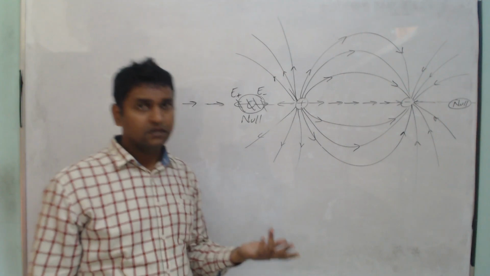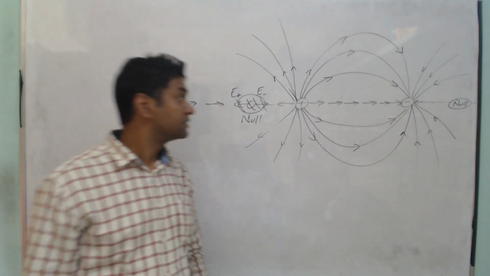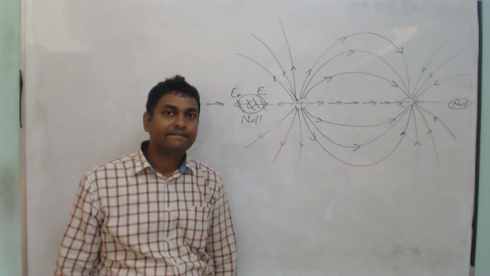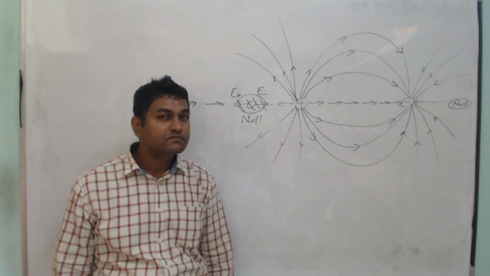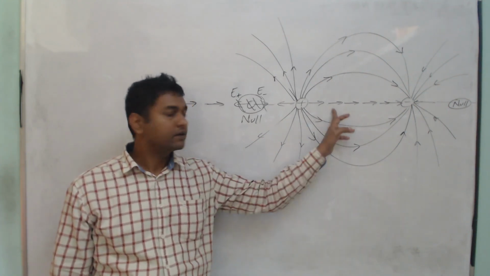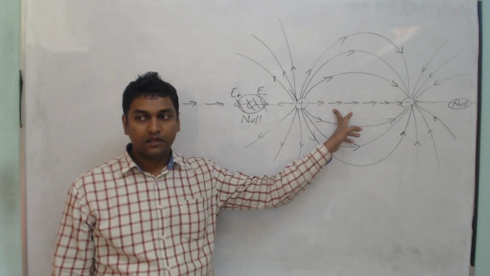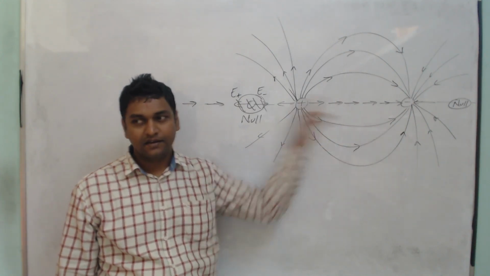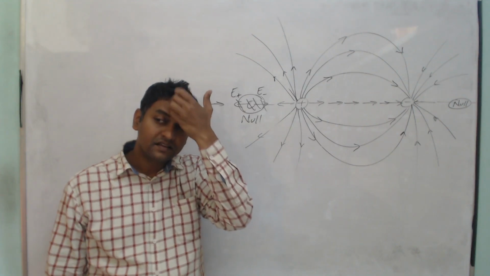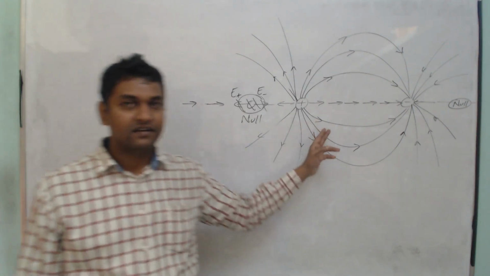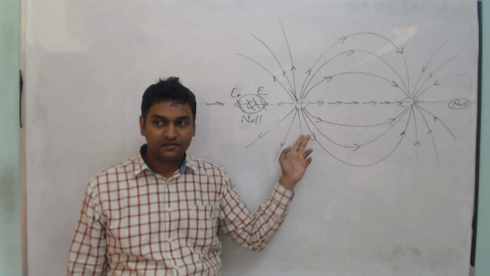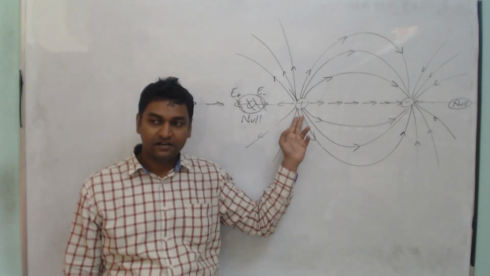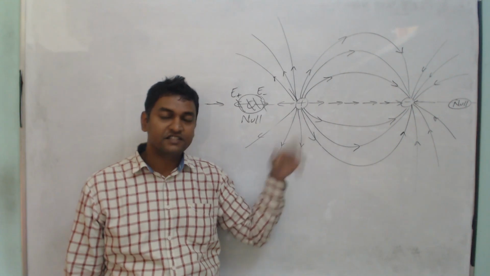Sir, can the null point be here, I mean exactly between positive and negative, or away from it? Here? No, sir. Very below. Here? No. Very away, just below it. Here? Sir, how do I show? Just below what?